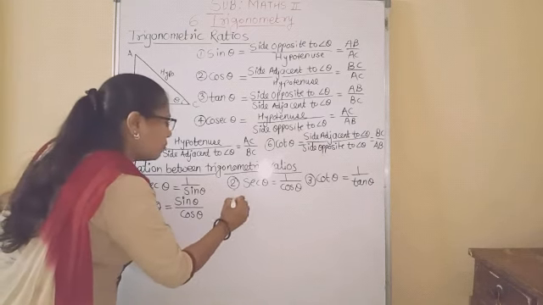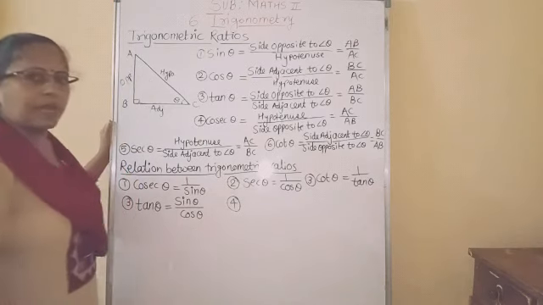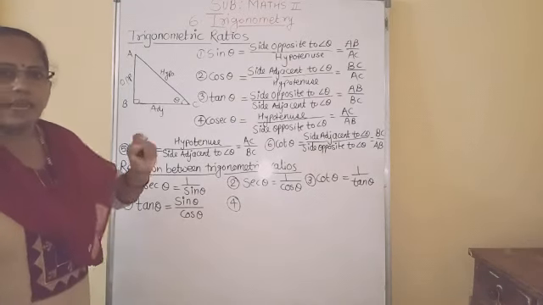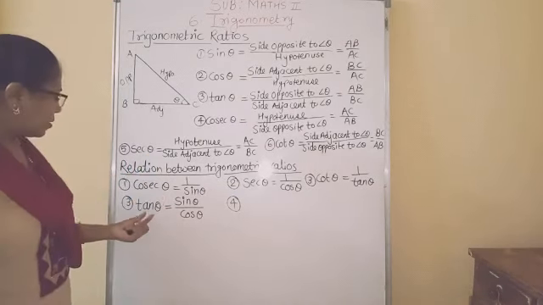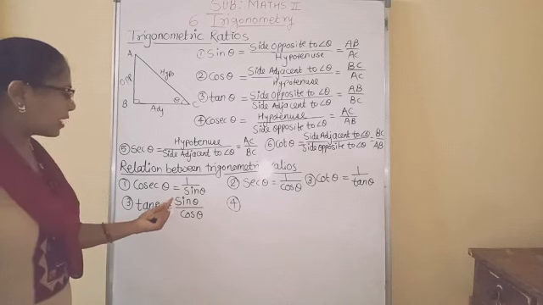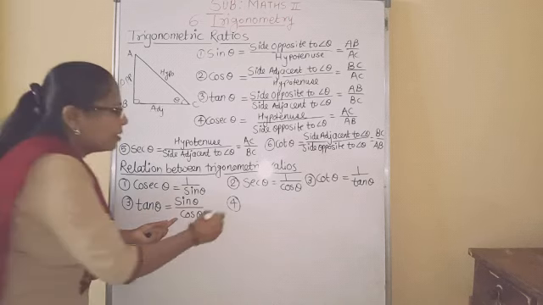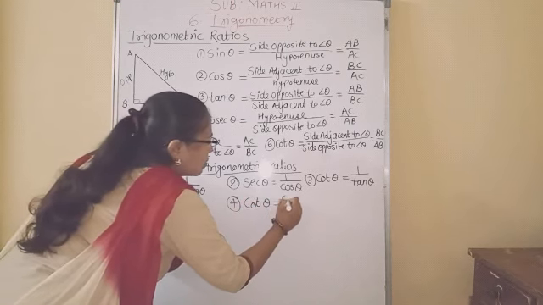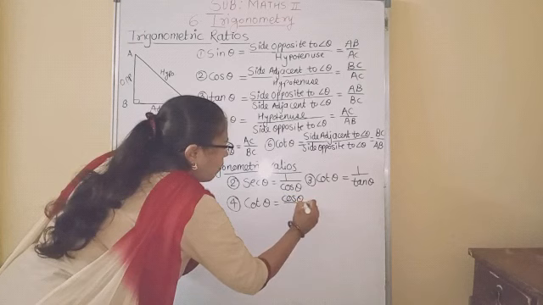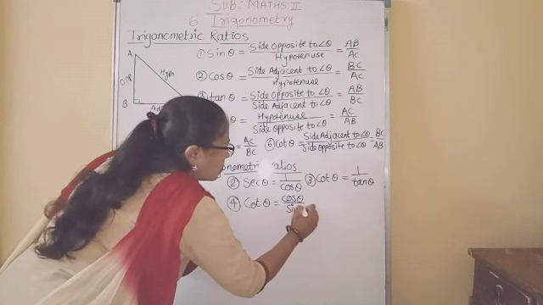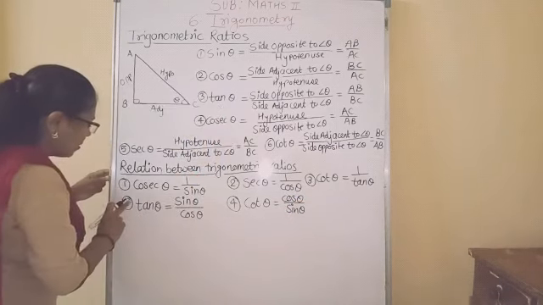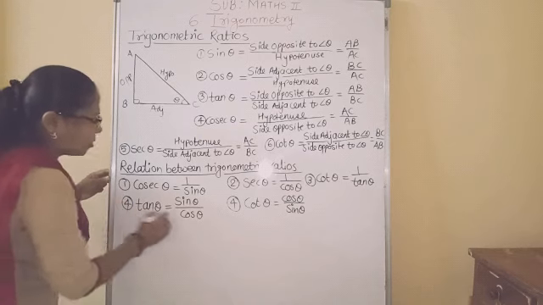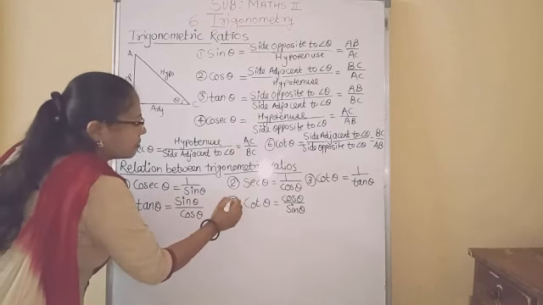Then the next one: as we know, tan theta and cot theta are reciprocals of each other. So if tan theta is equal to sin theta upon cos theta, then cot theta is equal to cos theta upon sin theta. Sorry, the numbering was wrong. Here this is the fourth relation and this one is the fifth relation.